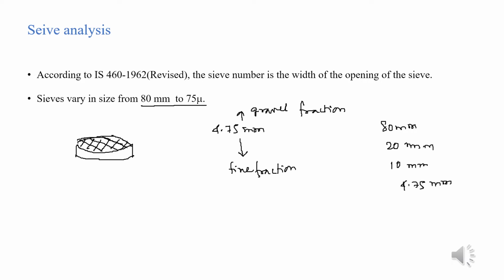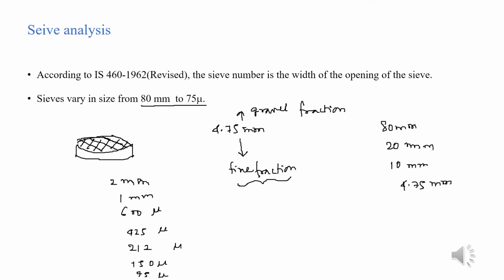The IS sieves which are used to analyze this fine fraction usually consist of sieves of sizes 2 millimeter, 1 millimeter, 600 micron, 425 micron, 212 micron, 150 micron, and 75 micron. The particles which go through the 75 micron sieve are subjected to sedimentation analysis.